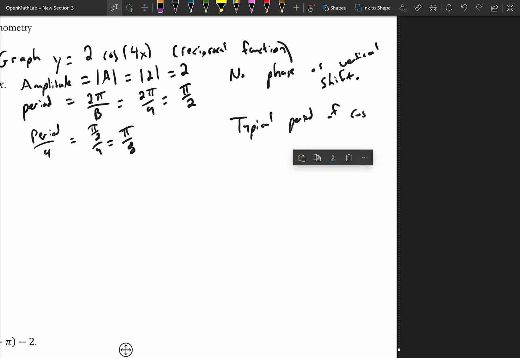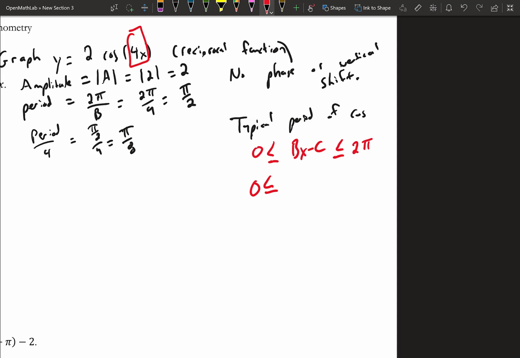So what I was looking at was the typical period of cosine. That's going to be in between 0 and 2 pi, where in between you put the bx minus c, in other words, the part that's inside of the trig function. So for us, this would be 0 less than or equal to 4x less than or equal to 2 pi. Then I can divide both sides by 4, and I get 0 less than or equal to x less than or equal to pi over 2.